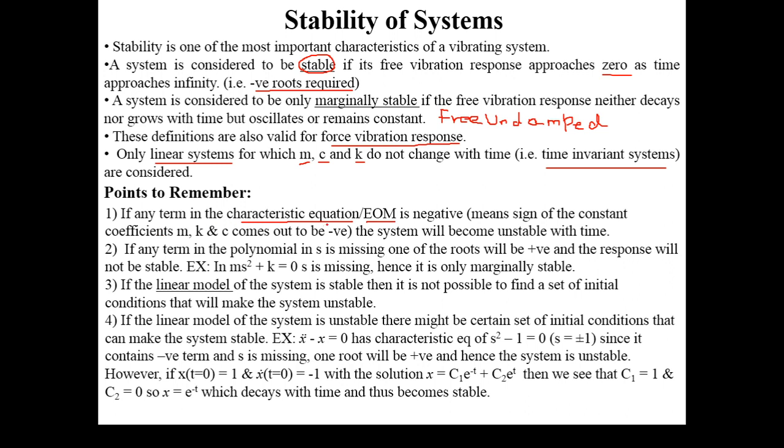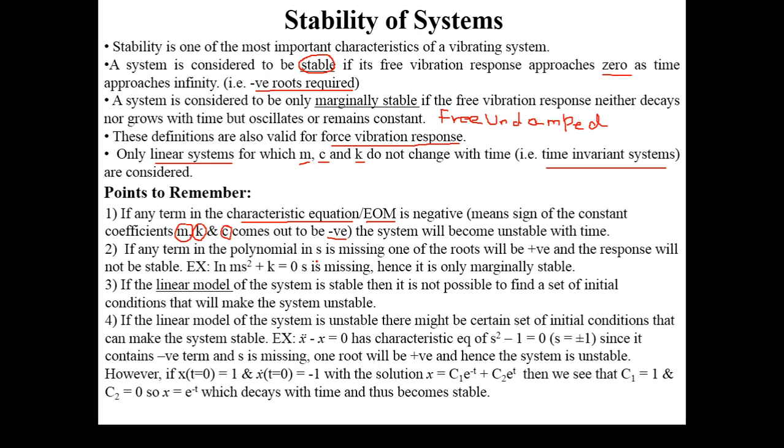If any term in the characteristic equation or the equation of motion comes out to be negative, this means that if the sign of the constant coefficients, that is the value of m, the value of k, or the value of c, if the sign of these three system parameters, mass, k, and c, comes out to be a negative number, then your system will become unstable with time. So obviously we do not design unstable systems. We have to design a stable system.